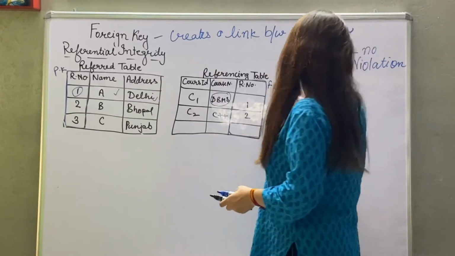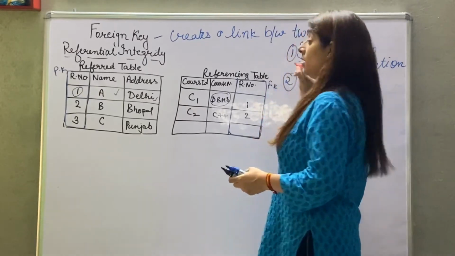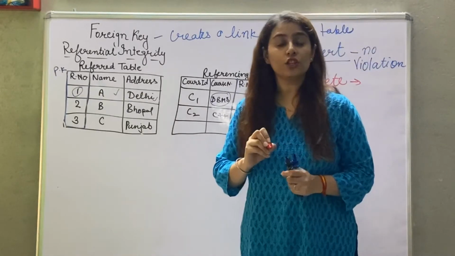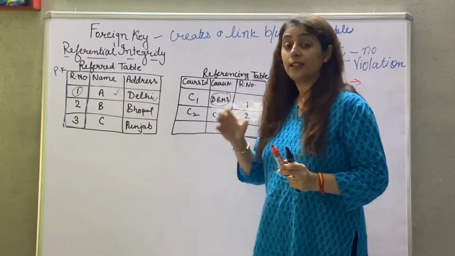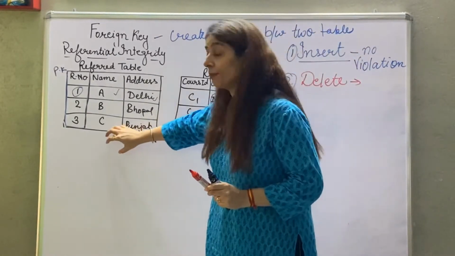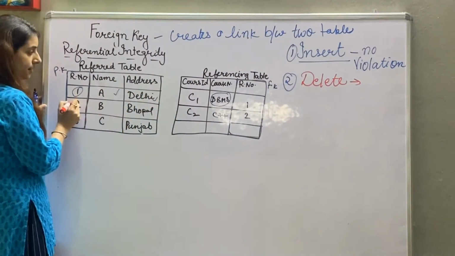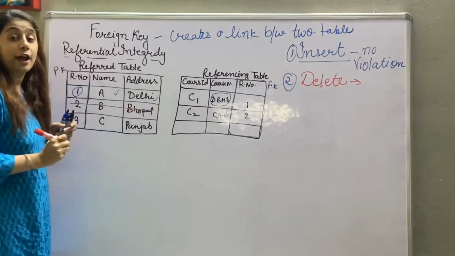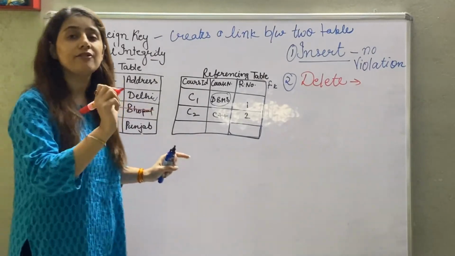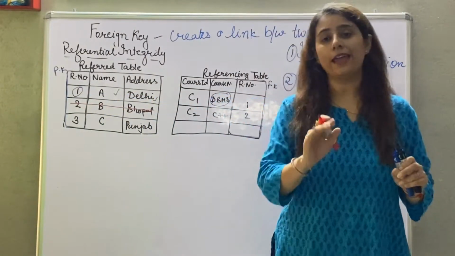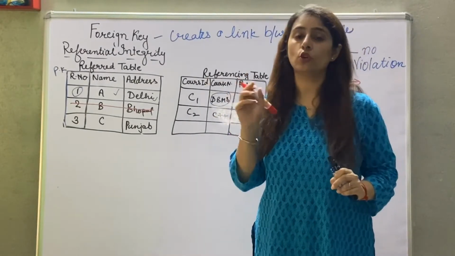Next is my delete operation. We discussed the delete operation earlier also, but we will make it more clear here. Delete means if I want to delete something from here, just suppose I am deleting this entry. Now I am saying roll number 2, child name B, has left the university. He doesn't belong to this particular university.